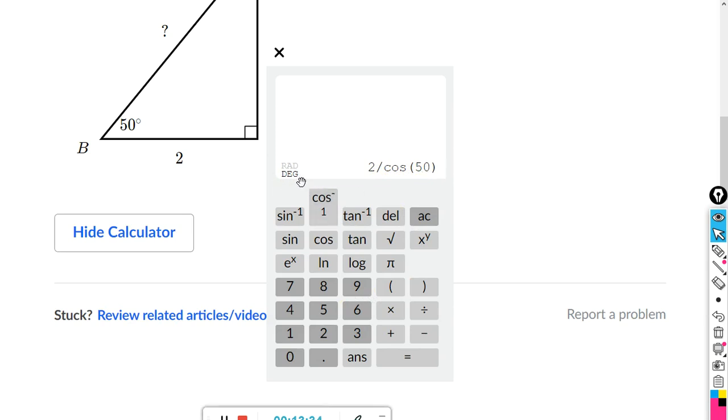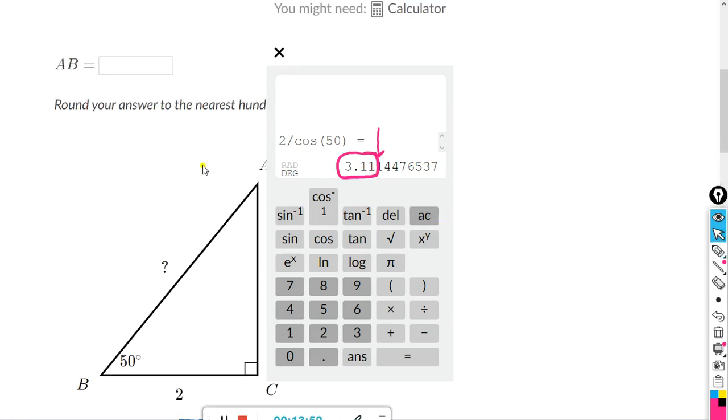Make sure you're set on degrees. Hit equals and round to the nearest hundredth. So you look at the third decimal right here. If it's less than 5, you just round it down. So that's going to be 3.11. And you just put that in the box.